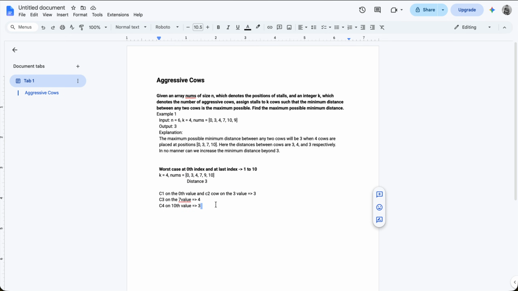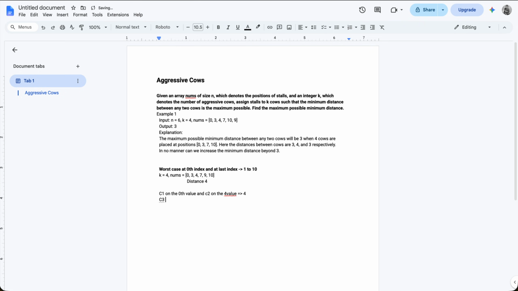Now let's look for distance 4, because I have to find the maximum possible distance, which means two cows should have the maximum possible distance. 1 is possible, 2 is possible, 3 is possible, but I need 4. Because I need 4, I have to check 4, because I am looking for the maximum possible distance. Okay, if I place cow 1 on the 0th value and cow 2 on the 3 value, it is not possible. I have to place it on the 4th value. So the distance over here is 4, which is fine to me.